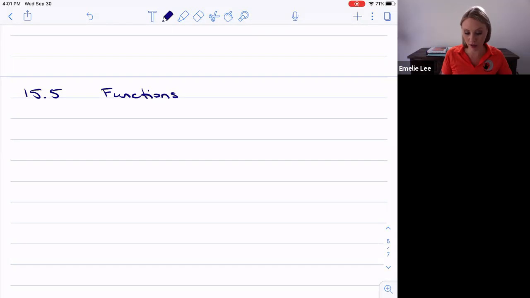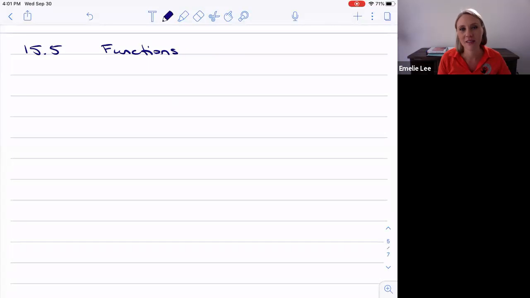A function is probably something you've seen in math. Functions you've probably seen before, right? I think it's one of those things that you should know what functions are, but sometimes they can be kind of hard to think about. So it's good to introduce them again. A function, let's just start with a little definition here.